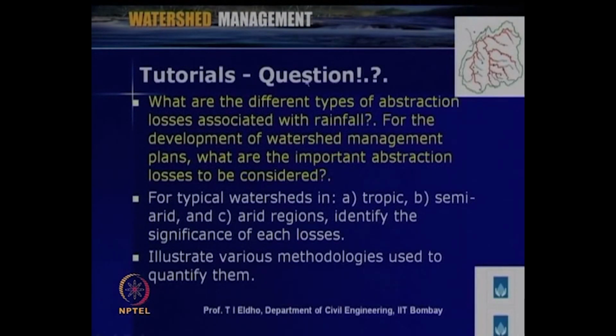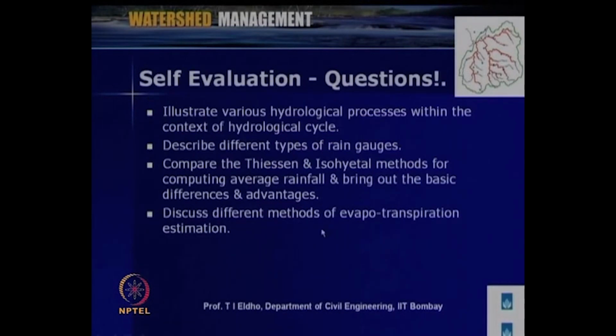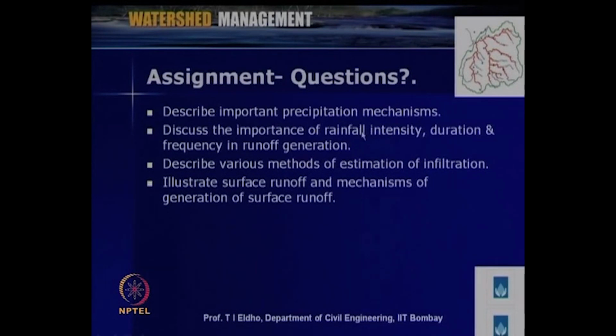Then before closing the lecture, one tutorial question: what are the different types of abstraction losses associated with rainfall for the development of watershed management plans? What are the important abstraction losses to be considered? For a typical watershed, say tropic, semi-arid or arid regions, identify the significance of each loss, then illustrate various methodologies used to quantify them. Then a few self-evaluation questions: illustrate various hydrological processes within the context of the hydrological cycle. Describe different types of rain gauges, compare the Thiessen and isohyetal methods for computing average rainfall and bring out the basic differences and advantages. Then discuss different methods of evapotranspiration estimation.